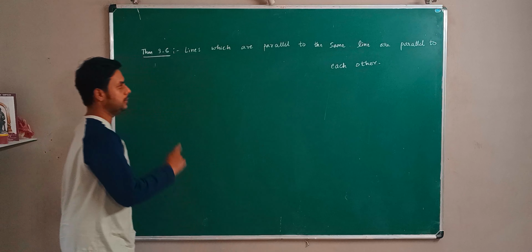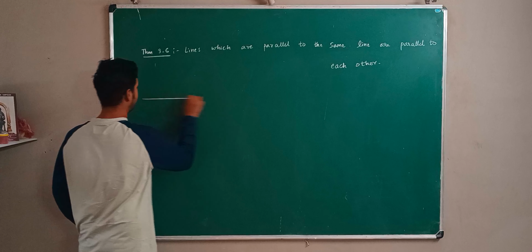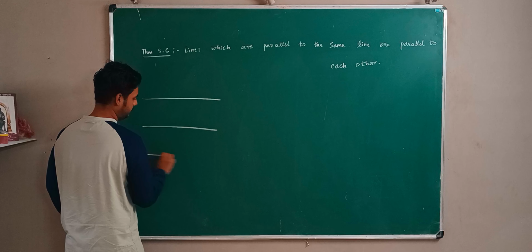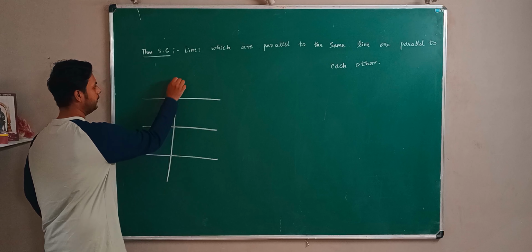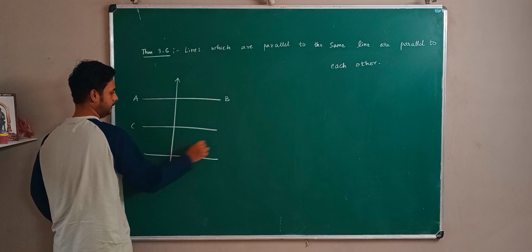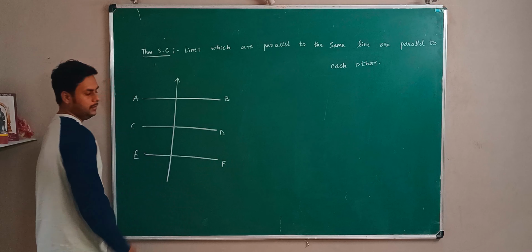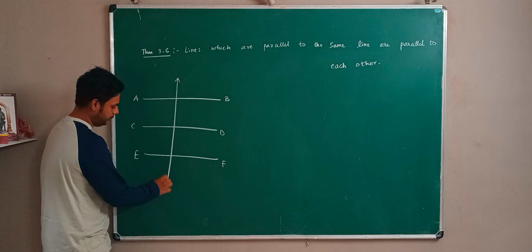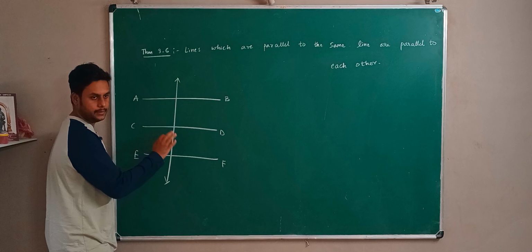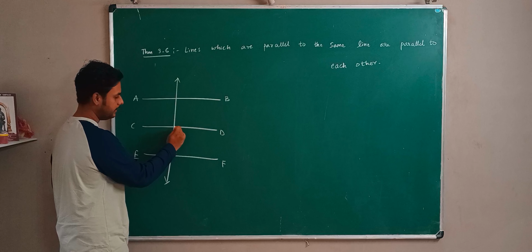Lines which are parallel to the same line are parallel to each other. What is its meaning here? Let's decode that. If I have three lines and one transversal will hit it, okay, AB, CD, EF. I have three lines and a transversal that is hitting it. Think that AB is parallel to CD and CD is parallel to EF.